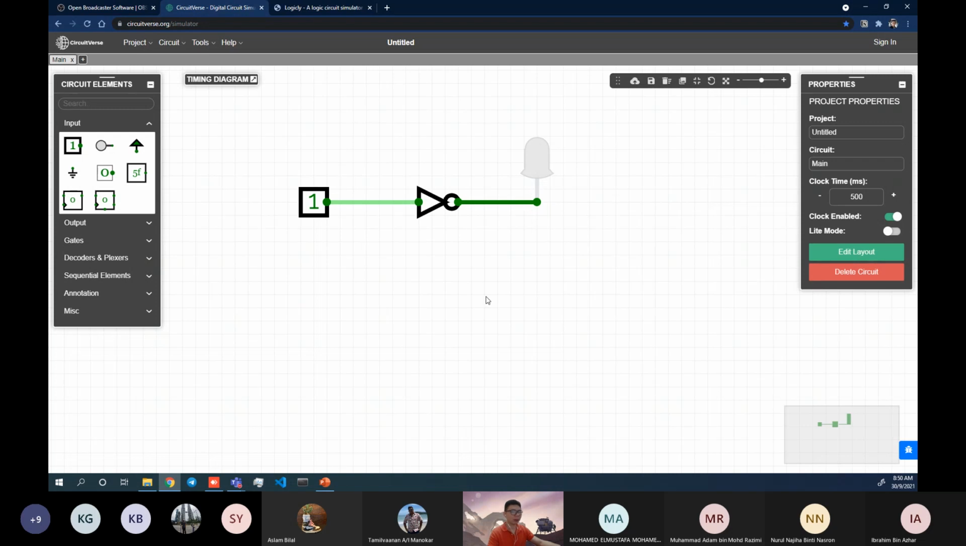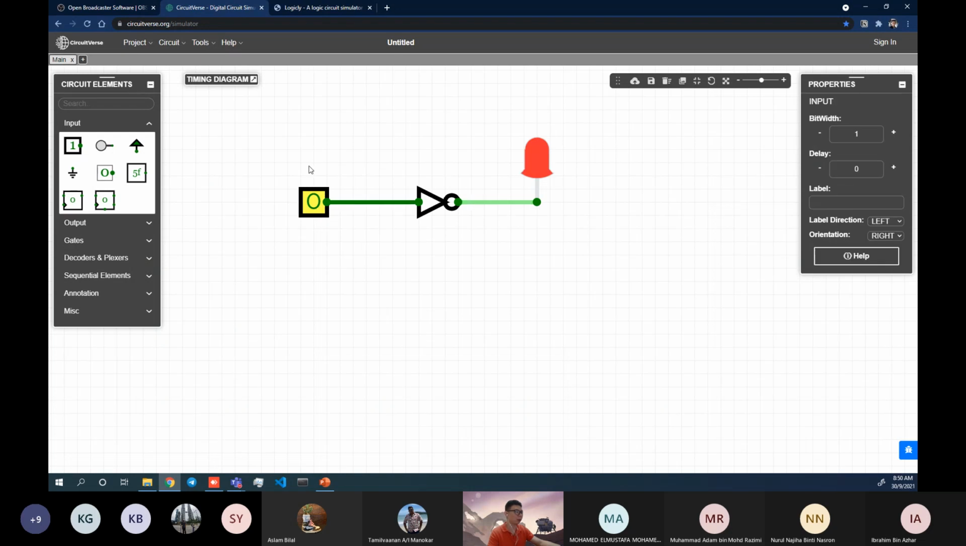Okay, so what happens if I change the input value? You know that if you give a value of 1 and it goes to the NOT gate, it becomes a 0, right? Which makes sense. But what happens if I flip this? Look at that. If I flip this to 0 and it goes to this NOT gate, it becomes a 1, and then this 1 makes your LED light up.